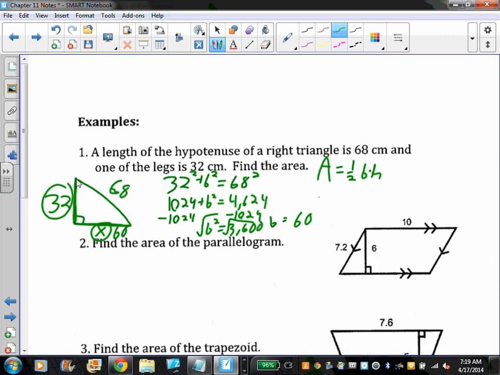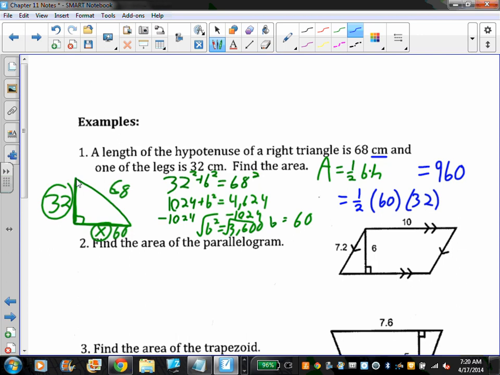And now that we know that side, we can use the area formula to find out what it is. And we'll have 1/2 times the base is 60, and the height is 32. So now we just have to do that. Remember, 1/2 is also 0.5. You could use that. So 1/2 times 60 times 32, and we get 960. Now, the units in the problem were given to us as centimeters.